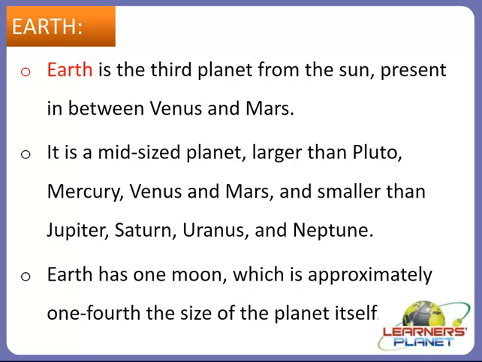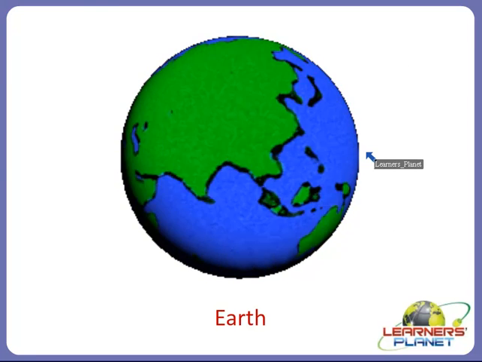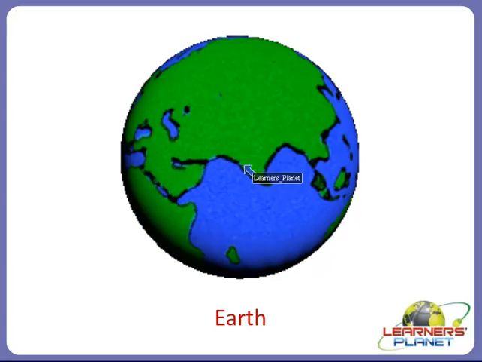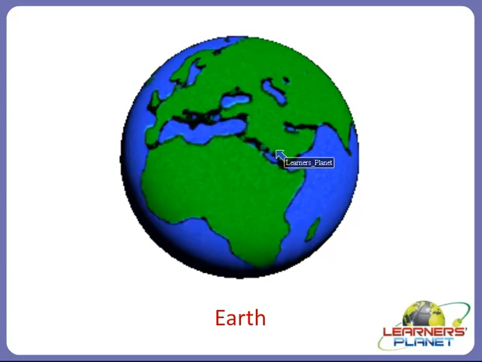So let us see one of the images of Earth. How does it look? Yes, when viewed from space, it looks like a blue and white planet. This is just an imaginary image.